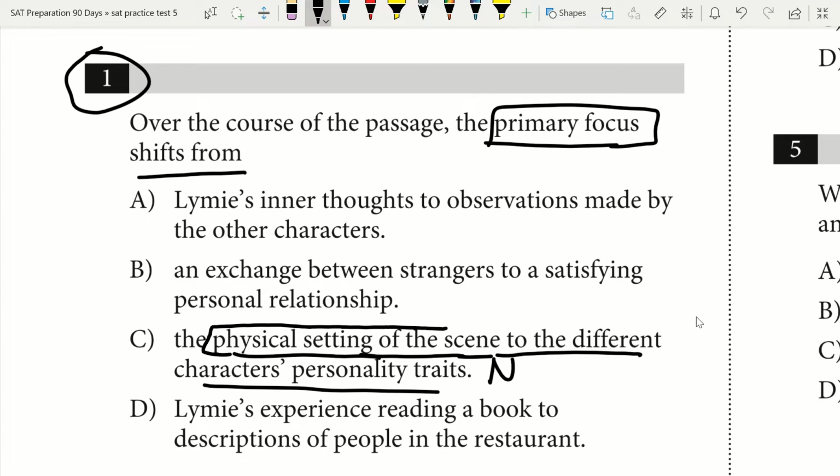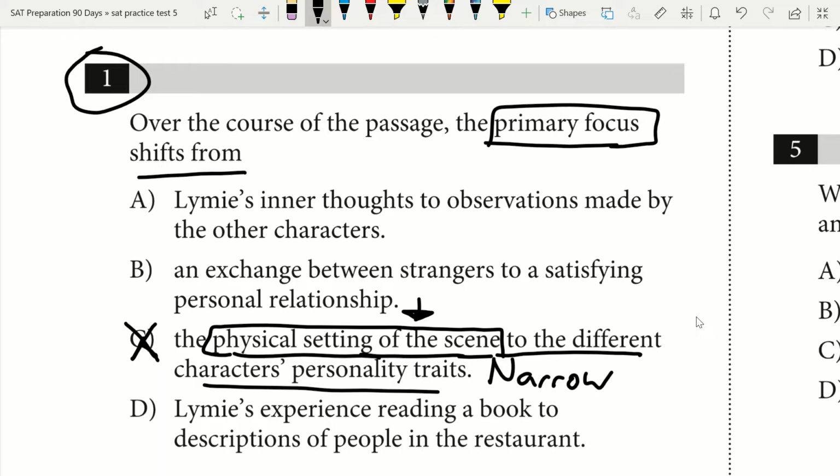Now, do we describe the physical setting of the scene? Yes, but we would be focusing too narrow on that physical setting of the scene if we were going to pick C, and we would end up getting that one wrong. So we want to avoid focusing in too narrow on one part of the passage. When we're asked to talk about the primary focus shifting over the course of the whole passage, we want to make sure that we're looking at the big picture of the passage. And the big picture of the passage means we're not focusing in on one little detail. So we can go ahead and get rid of C.